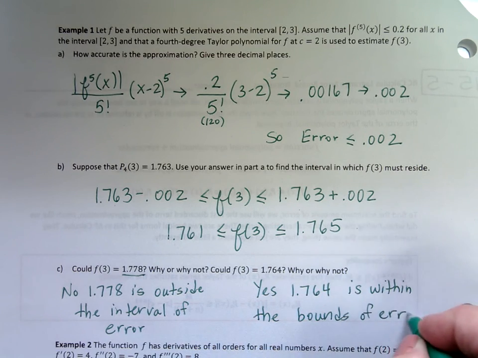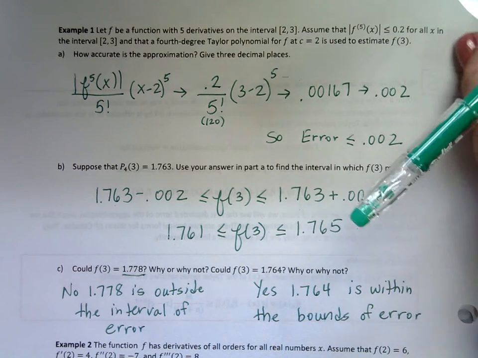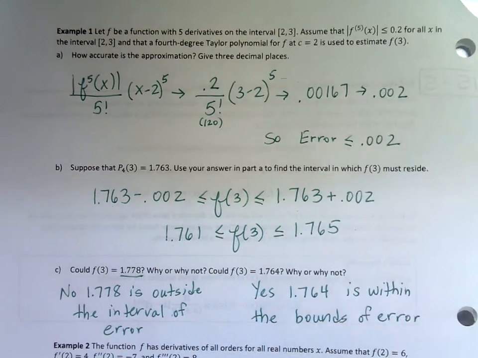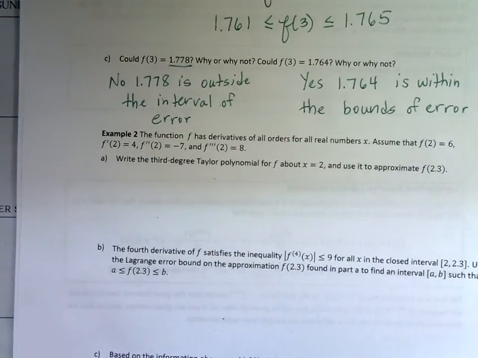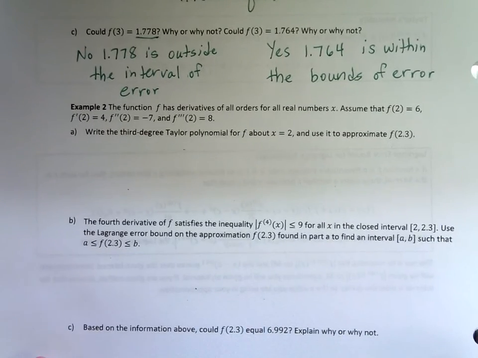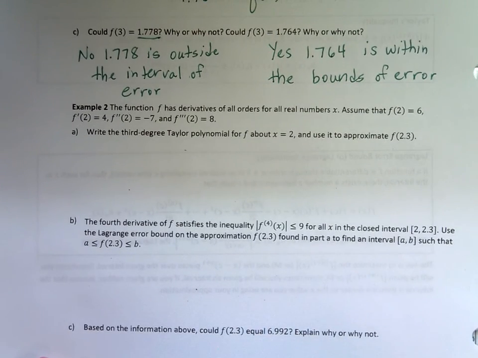Okay. That's it, example 1. We've got 5 examples, so 1 down. The next one, they say, the function f has derivatives of all orders for all real numbers x. Assume that f of 2 is 6, f prime of 2 is 4, f double prime is -7, and f triple prime is 8. Write the third degree Taylor polynomial for f about x equals 2, and then use it to approximate f of 2.3. Now we've done this before.